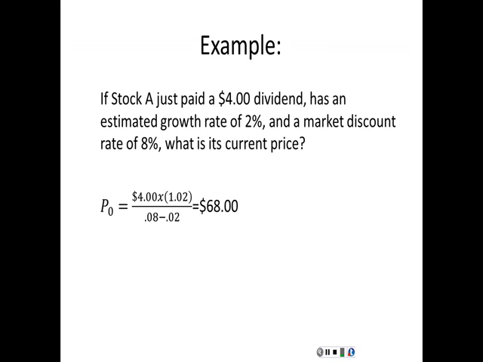So let's look at a simple example to close out this unit. Stock A just paid a $4 dividend, so that would be D0 in our terminology. And dividends have an estimated growth rate of 2%, a market discount rate of 8%. What is the current price? So we'd simply say $4 times 1 plus G, so 1 plus 2%, so that relates as 1.02, divided by R minus G. Well, R is 8%, G is 2%. Notice we write these by hand as decimals. So our selling price today, or intrinsic value, would be $68.